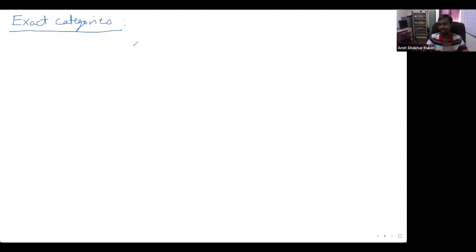So what are exact categories? I hope that all of you know what abelian categories are. So let A be an abelian category. To quickly recall the definition, an abelian category is an additive category. It has direct sums, it has kernels and cokernels, and every mono is a kernel, every epi is a cokernel. Of course, the hom sets have enrichment from abelian groups and compositions are bilinear. So this is the definition of an abelian category.